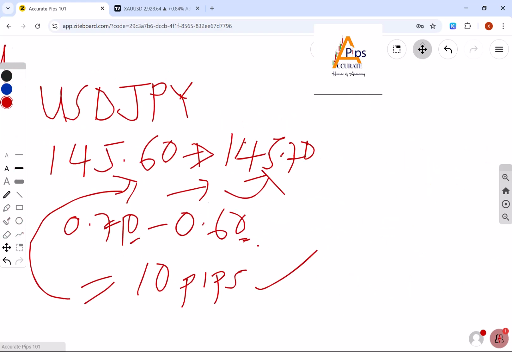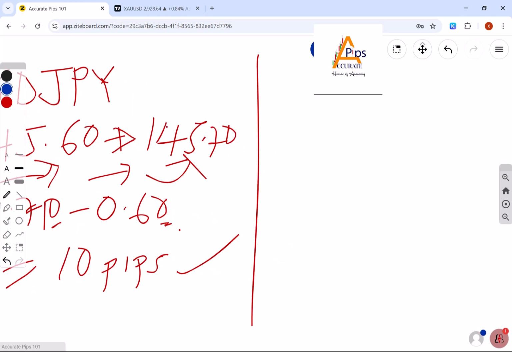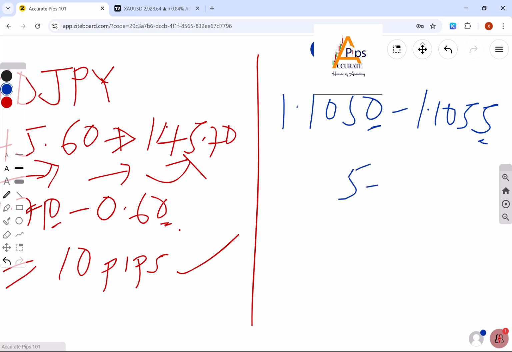Now let me do one with the Euro USD. So let's say Euro USD moved from 1.10502 to 1.1055. Now I said we will use the fourth decimal place, and in this case, we have our fifth decimal as a whole number. So we are going to subtract this one. The fifth one is 0. This is 5. We subtract 0 from 5, and that gives us 5 pips. So the movement from here to here on Euro USD is 5 pips. So that is how you calculate.